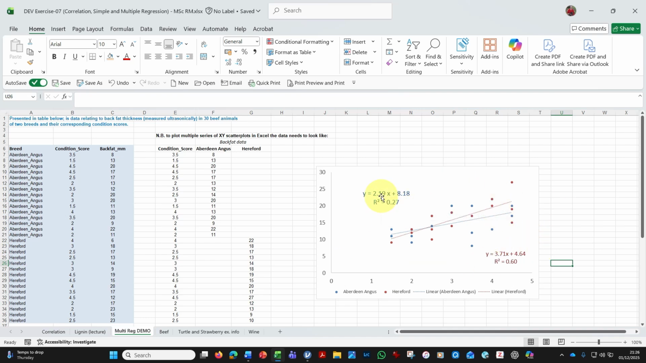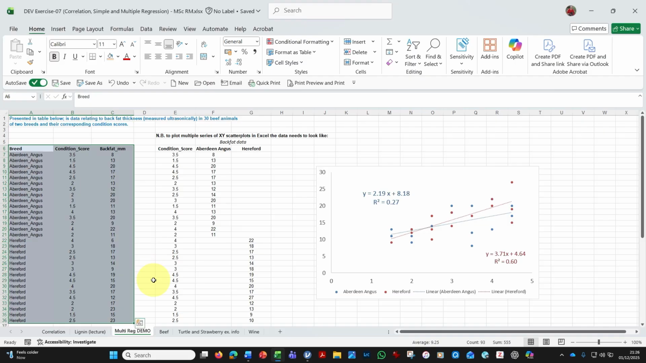Just want you to keep an eye on these values here, because that's one way of plotting these data. But there's better ways to do that. Actually, we're going to do it with the multiple regression in Jamovi. So let's take our values. We've got our values here.